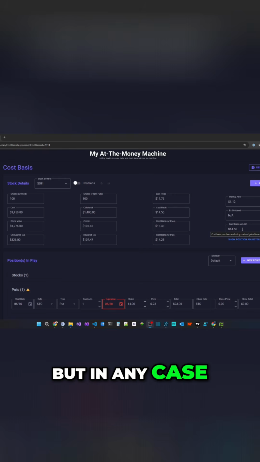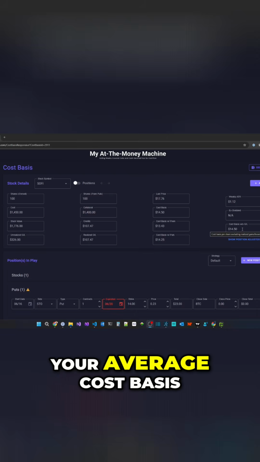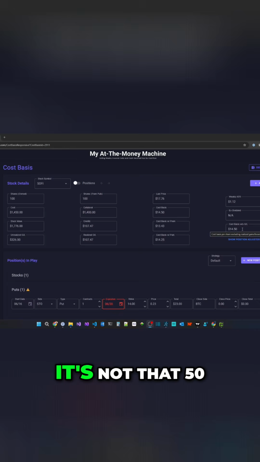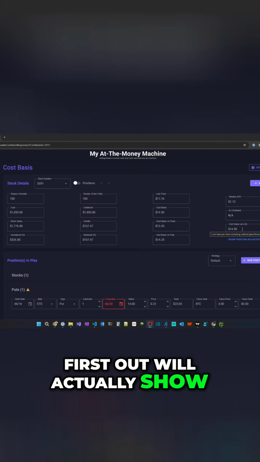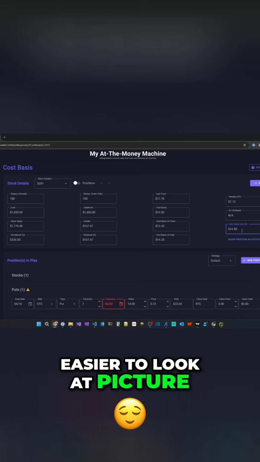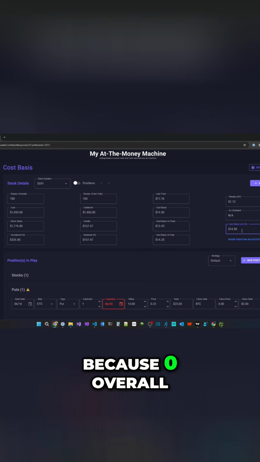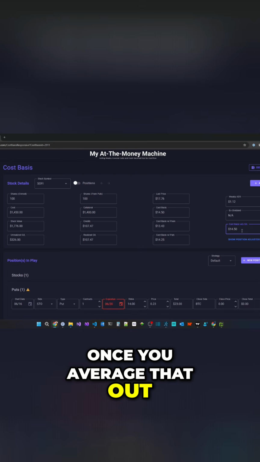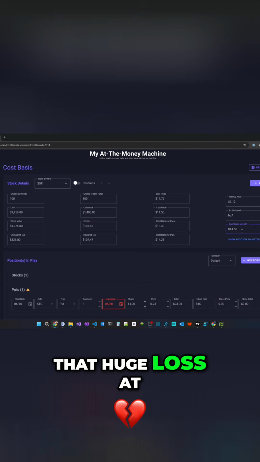But in any case, if you bought it at 50 and sold it for 10, but your average cost basis is only like 20, it's not that 50 that you originally bought it for. Well, first in, first out will actually show it as if you did lose the $40 difference. So this cost basis without that first in, first out mess paints an easier to look at picture. Because overall, once you average that out, you won't have experienced that huge loss at the beginning.